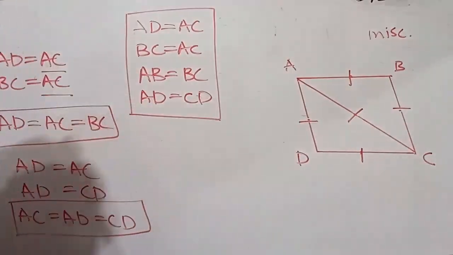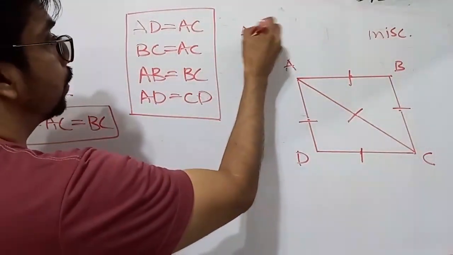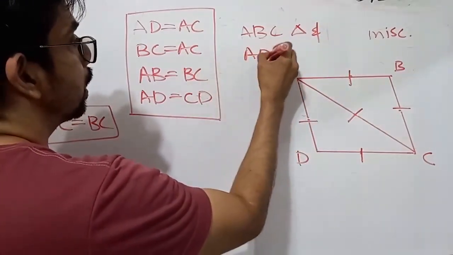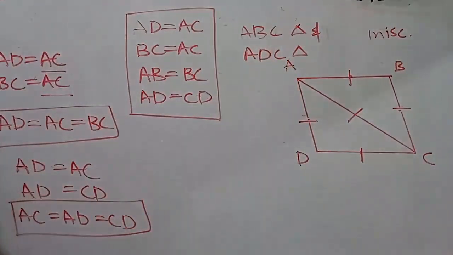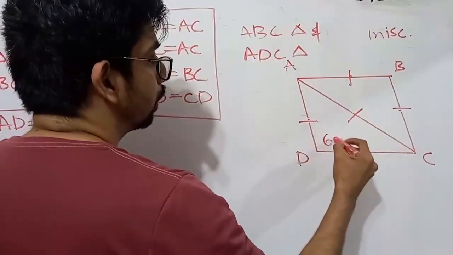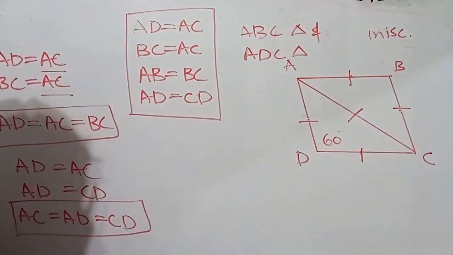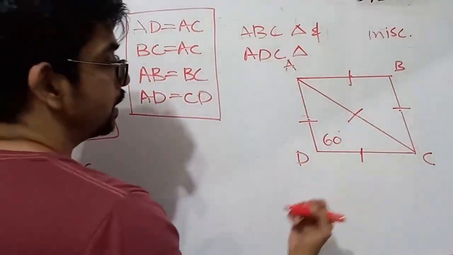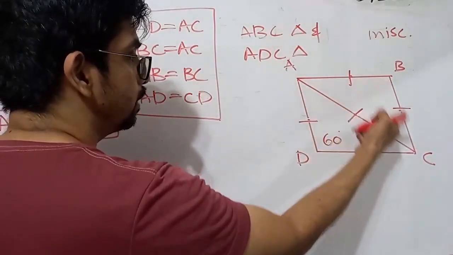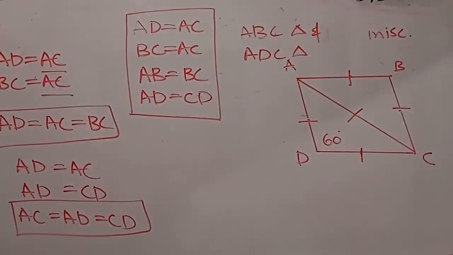Okay, if we think about the triangles ABC and ADC, those are equilateral triangles, no? So in an equilateral triangle, we know that what? All internal angles, if we consider each of them, are 60 degrees. So this is 60, this is 60, this is 60, this is 60, this is 60, this is 60. Right? So in the question, what are they asking? Show that ABCD is a rhombus. I make a rhombus here.